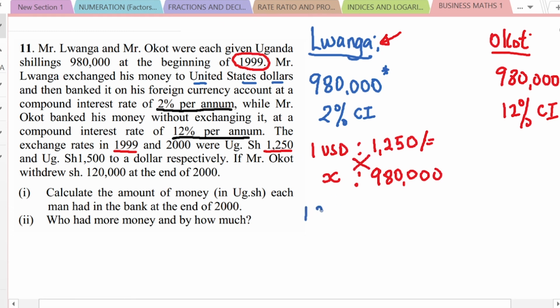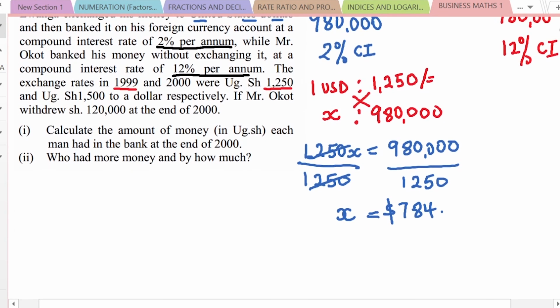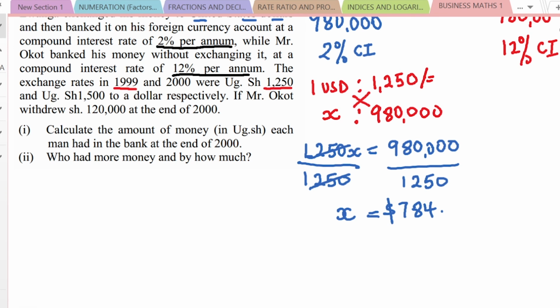When we cross multiply, it becomes 1,250 x equals 980,000. When I divide both sides by 1,250, the value of x is going to be equal to 784. So that is $784. In other words, at the beginning of 1999, Mr. Luanga banks $784.